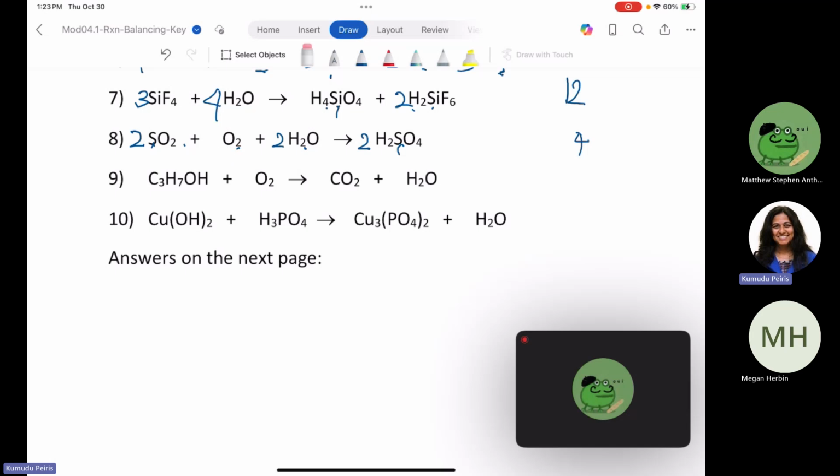2 sulfur on the reactant side, 2 sulfur on the product side. 4 oxygen plus 2, 6. 6 plus 2, 8. Yes, oxygens are now equal to 8 on both sides. And hydrogens, in the reactant side, I have 4 hydrogens. And here also I have 4 hydrogens. Right. Questions.